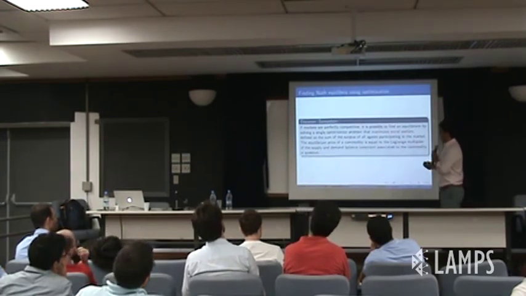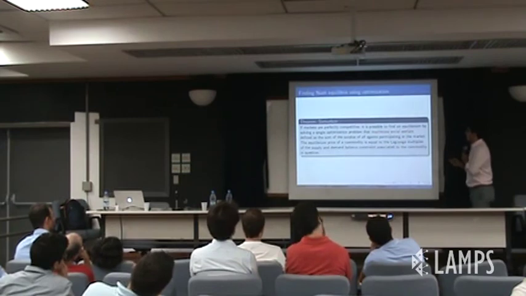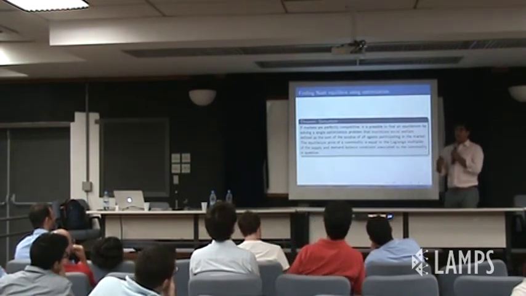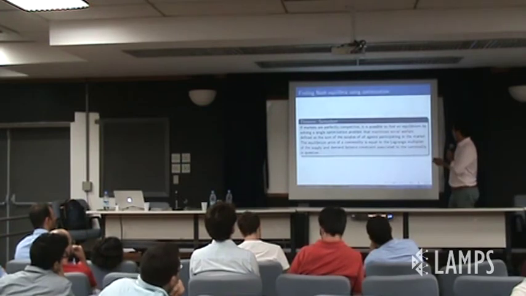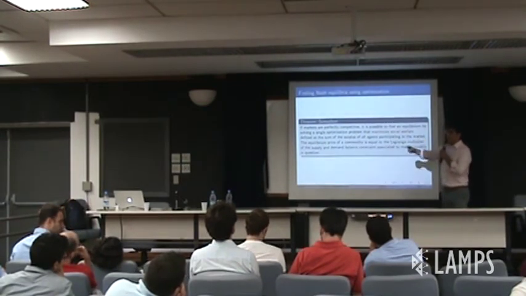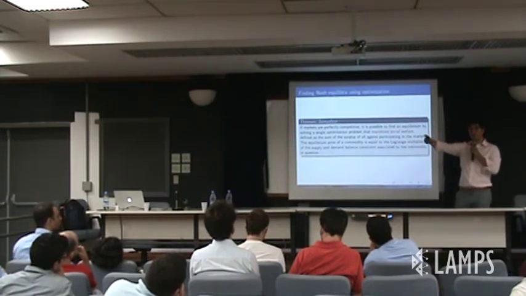So his theorem says, if markets are perfectly competitive, etc., you can solve the equilibrium problem by solving a single optimization problem that maximizes social welfare, which is equal to summing the profits or the utility functions of all agents in the market.